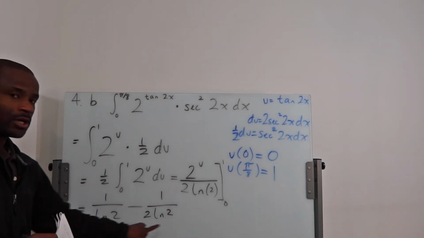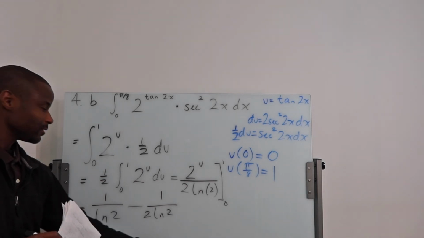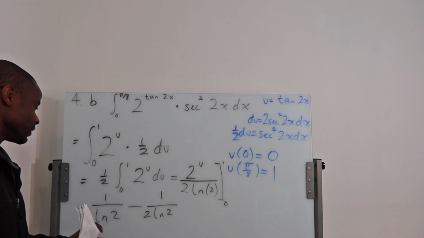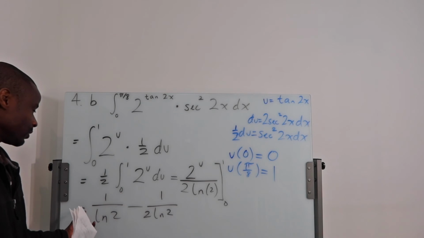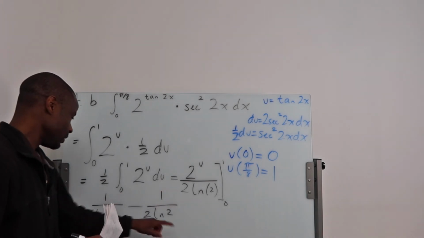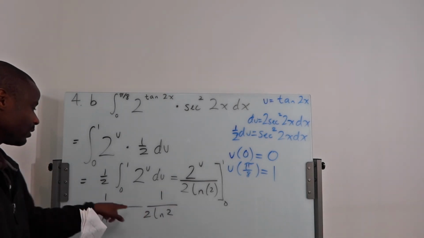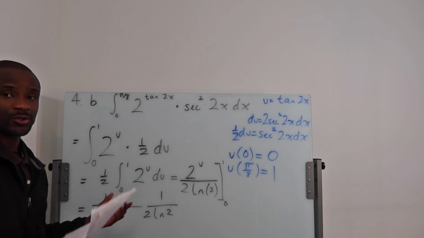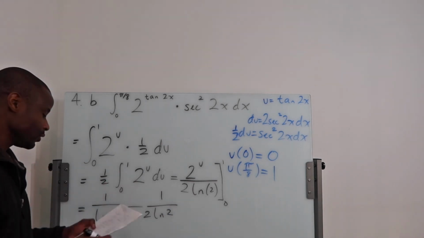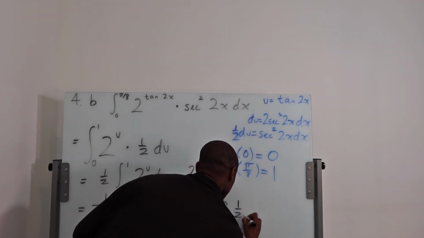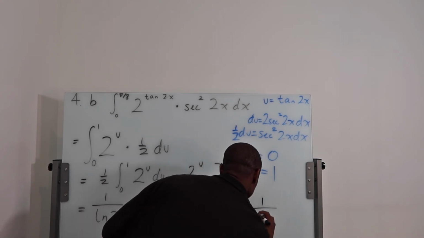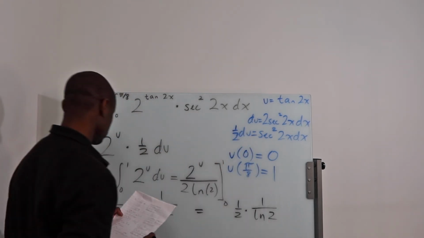Notice I have a natural log of 2 in both cases. So those can be factored out, leaving 1 over natural log of 2 times the quantity 1 minus a half. And what's 1 minus a half? 1/2. What I have is simply 1/2 times 1 over natural log of 2.